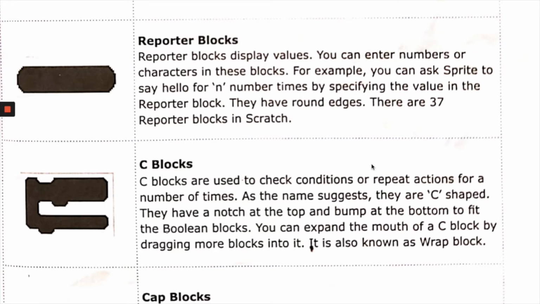The next one is C blocks. C blocks are used to check conditions or repeat actions for a number of times. If the condition is not satisfied, they will repeat the steps again and again until the condition is met. As the name suggests, they are C-shaped. Like all the others, they have a notch at the top and a bump at the bottom.